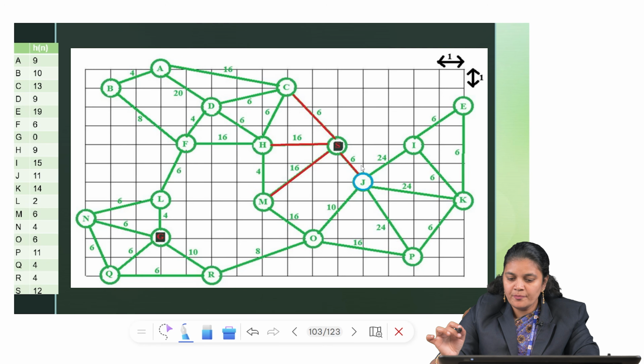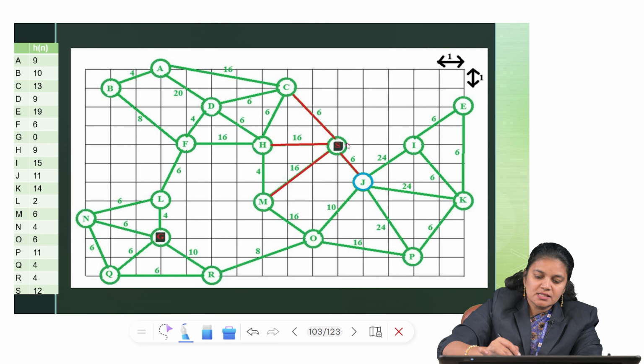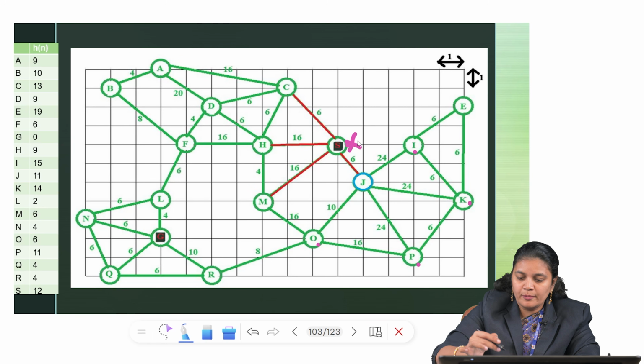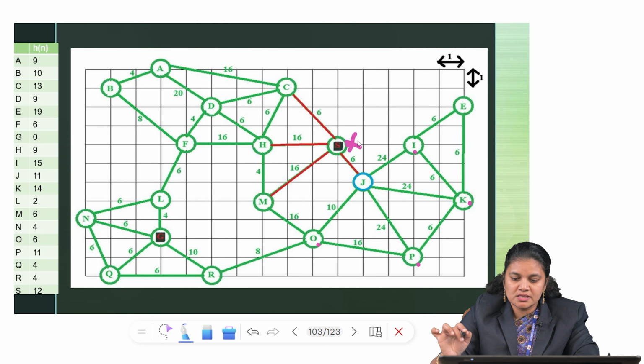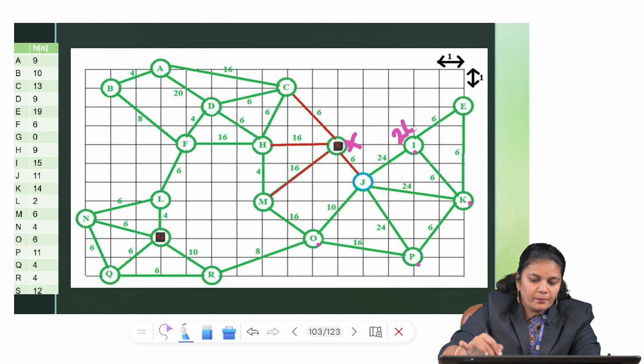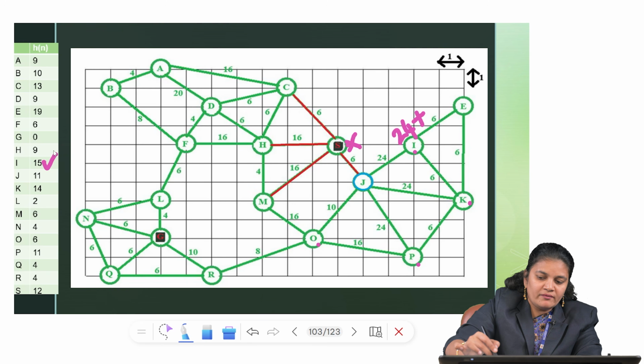And now from J, it has S, O, P, K, I. 5 different options are there, 5 nodes are connected to it. But S is already in the visited list, so ignore that path. The other 4 paths we have to consider. So we should consider towards I. J towards I, it is 24 plus this I value, 11.